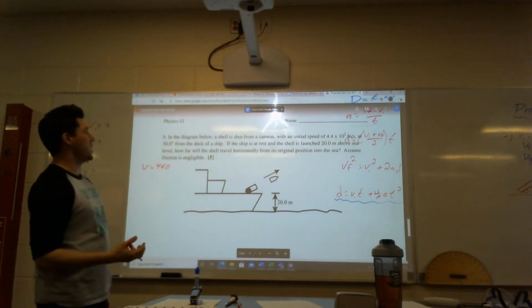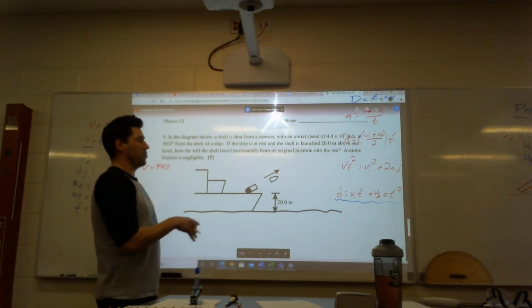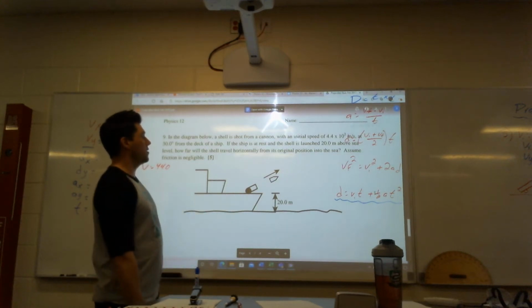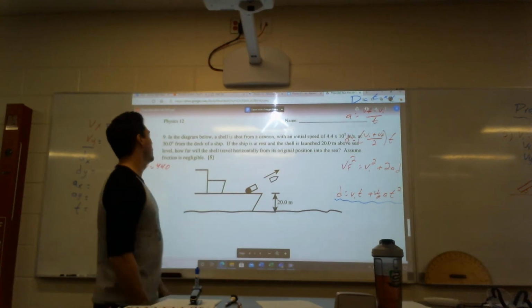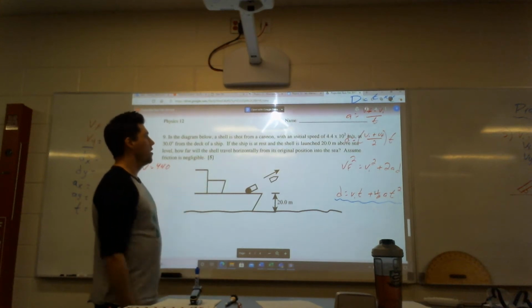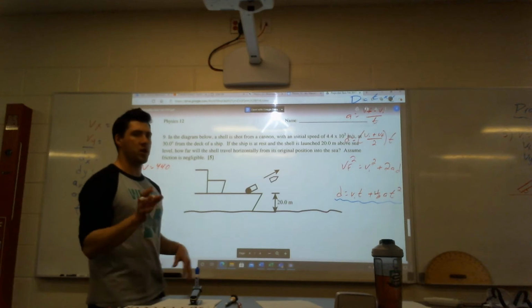30-degree angle from the deck of a ship. If the ship is at rest, so it's just sitting there, there's no extra velocity from the ship, and it's launched 20 meters above sea level, how far will the shell travel horizontally, the x direction, from the original position? There's no friction, don't worry about that.